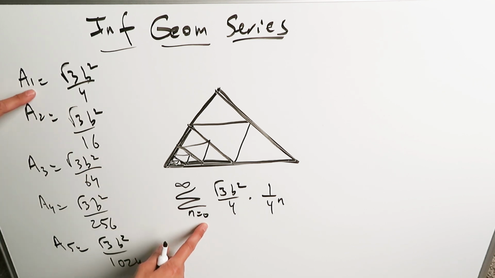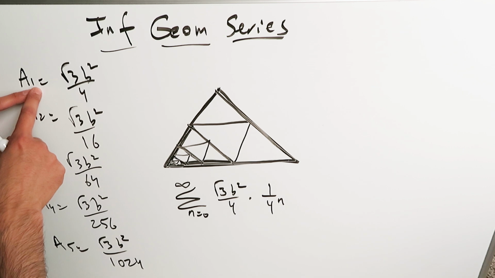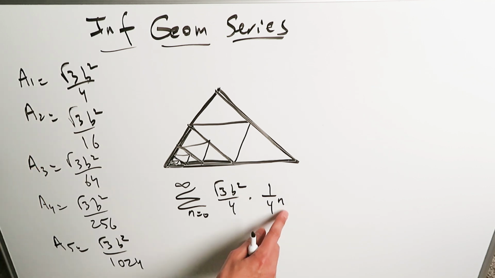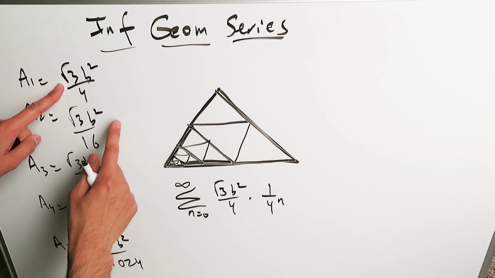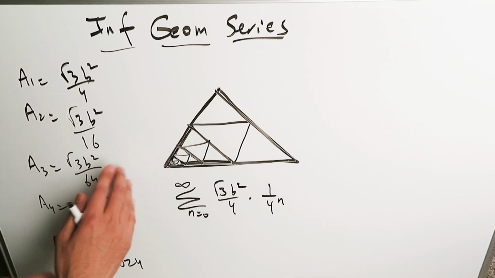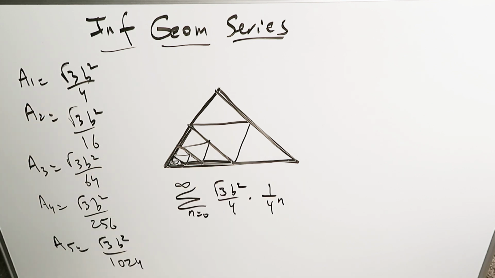You have a little bit of an inconsistency here, but it's fine. There's nothing wrong with it. We understand n equals 0 represents my first item, then we go from there. This to the power of 0 becomes a 1, so you're just left with root 3 b square over 4. Then you'll always have a times 1 over 4 times 1 over 4, on and on and on. You'll see it'll go through.